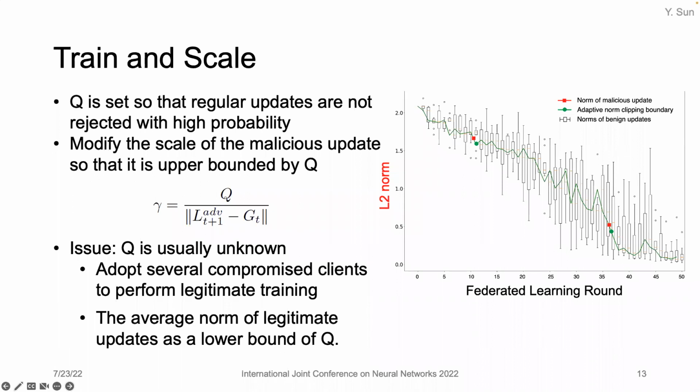The problem here is how to estimate the threshold. The attacker can first adopt several compromised clients to perform the normal training, and adopt the average norm of the collected updates from the different clients as the lower bound of the threshold Q.